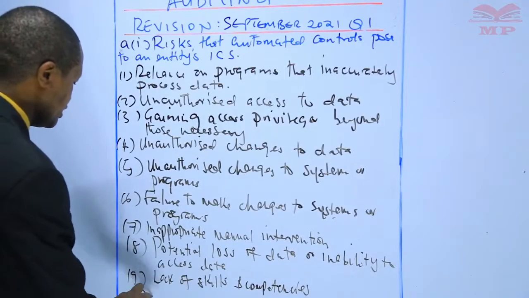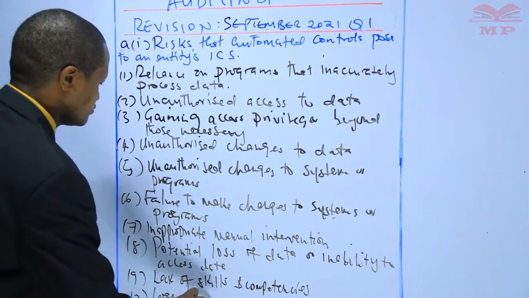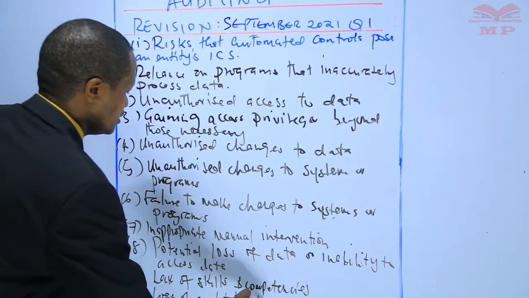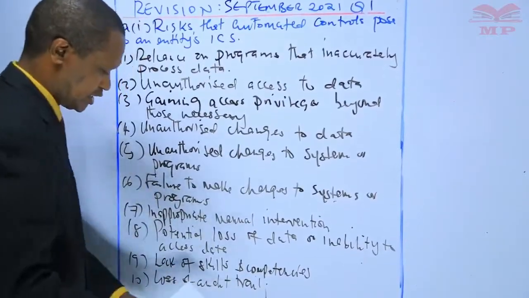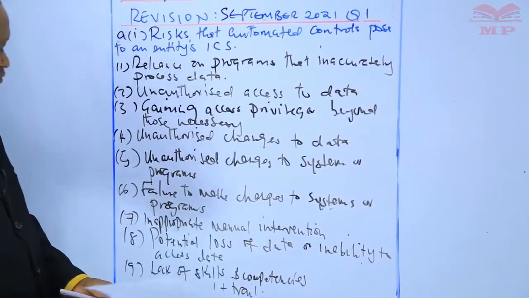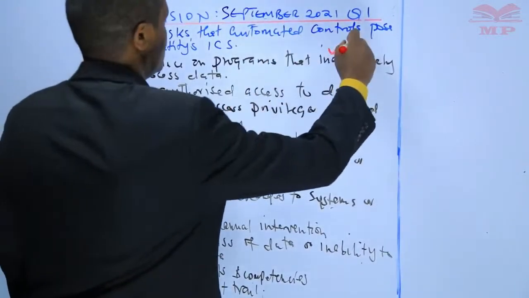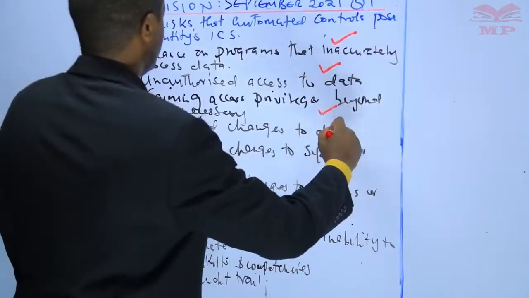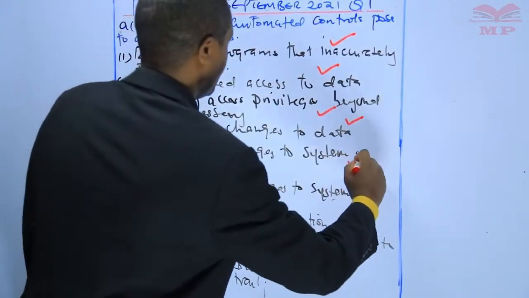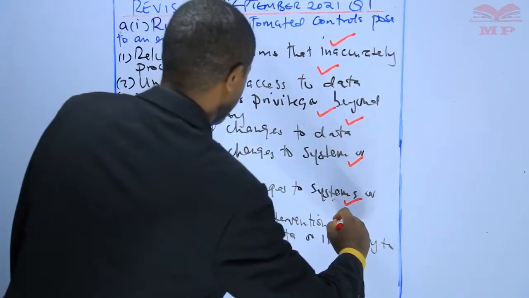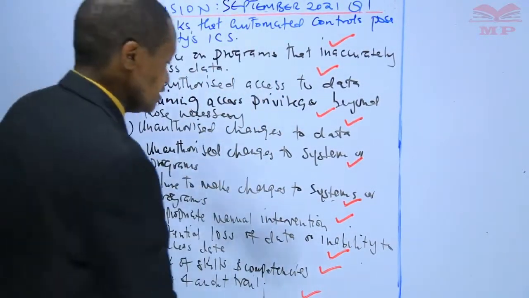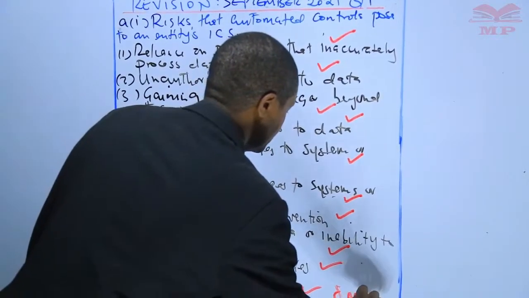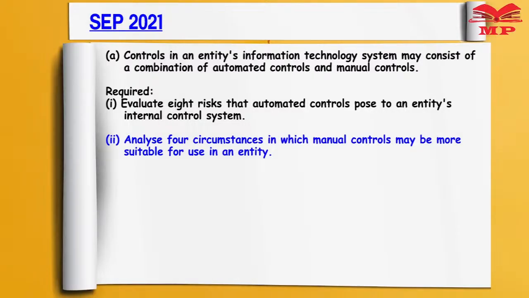There are many risks we can cite: power failure, loss of audit trail, loss of power, and so on. Candidates were to cite 8 risks. These are more than 10 risks. Number 1, number 2, number 3, number 4, number 5, number 6, number 7, number 8, number 9, number 10. Any 8 risks here will earn 8 marks. Let's move on to Roman 2.